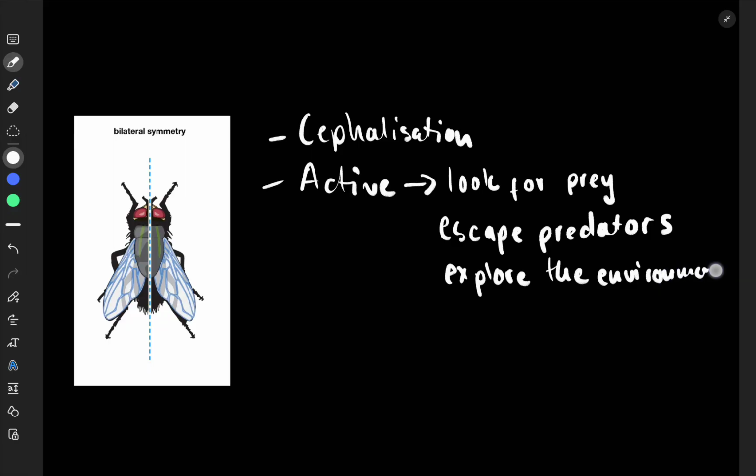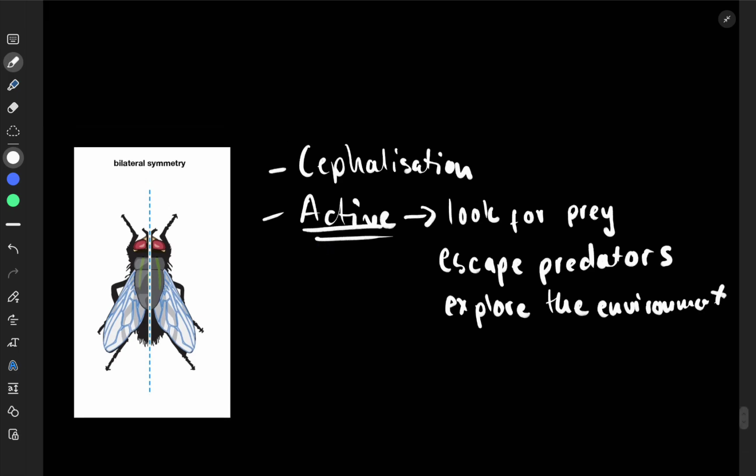This is what our activeness helps. So we are not passive, but it is active. One is to look for prey, and the other one would be to escape predators and to explore the environment. So what do we have triploblastic animals being? They are also bilaterally symmetric. So they have bilateral symmetry. Now, that means bilateral symmetry goes hand in hand with being triploblastic. Don't ever forget that part, right? If you know that, then you've gone along.